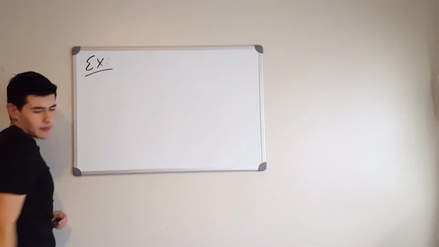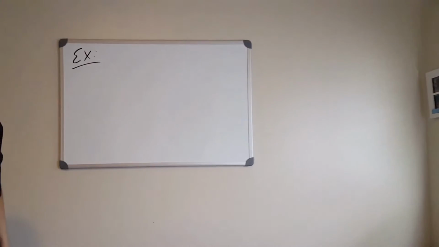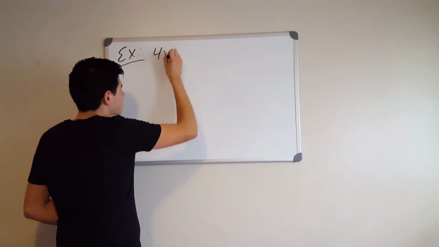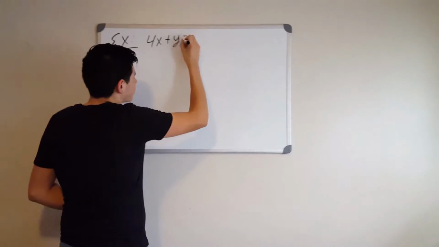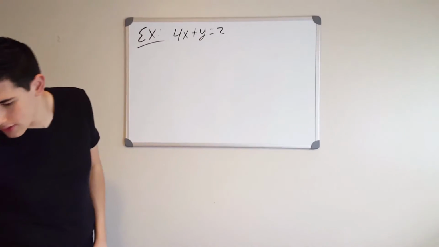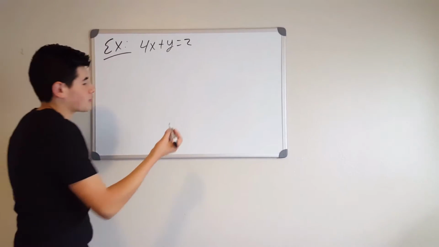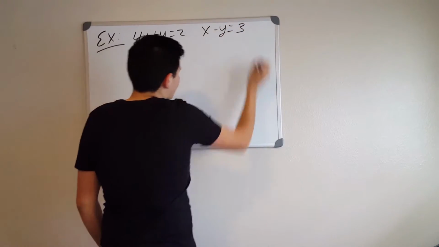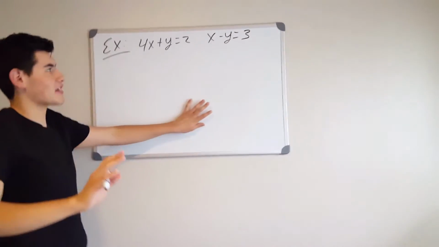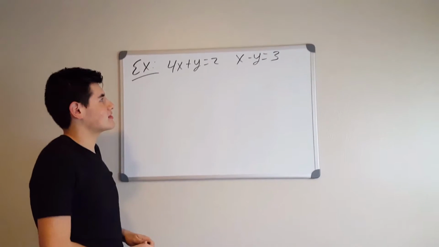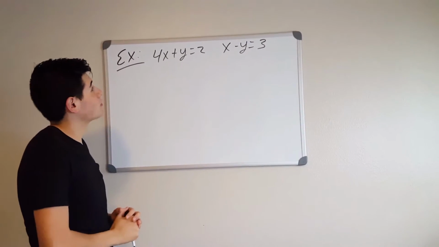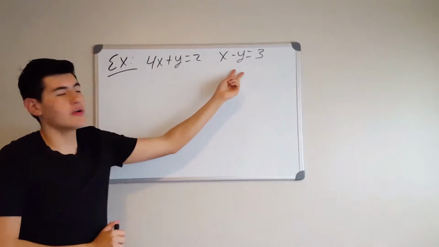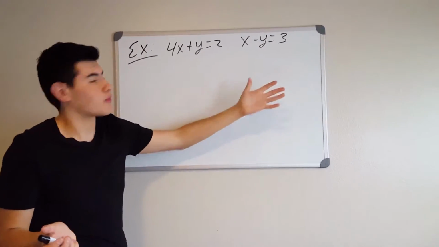So our next example here, we have 4x plus y is 2, and x minus y is 3. Okay, so don't turn off the video or try to go away because it's scary. This is actually going to be quite simple to solve. So don't panic. All we have to do is for one of these two, single out a variable so that we can start with step 1.